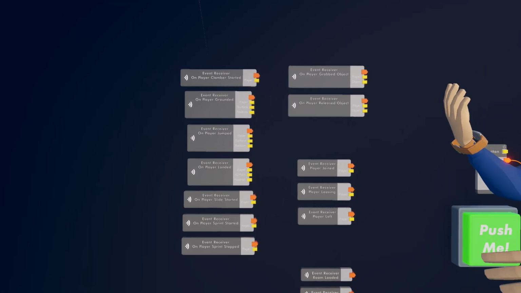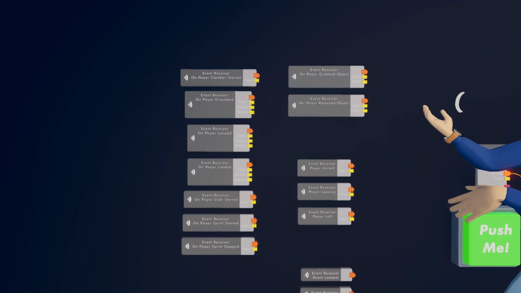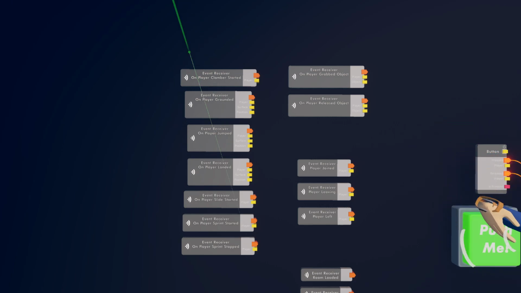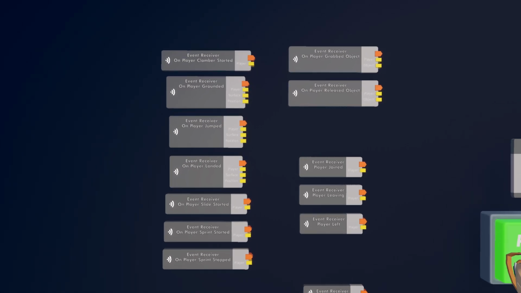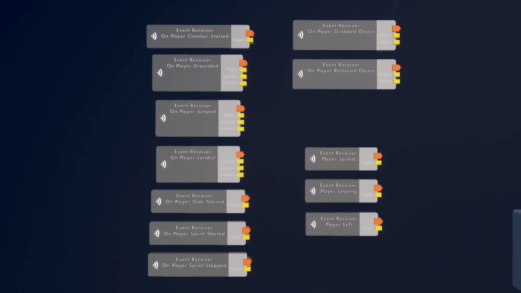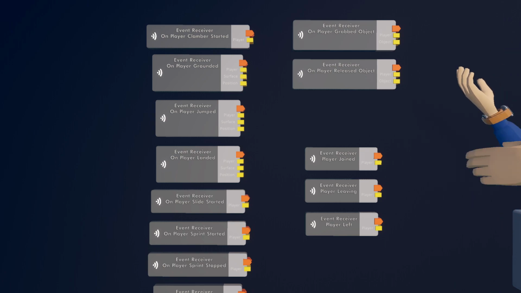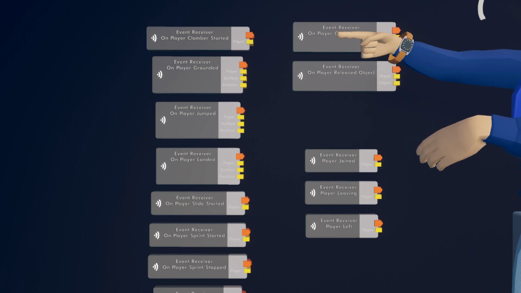So in the last few months, we have a relatively new set of events that are all related to locomotion. Locomotion is the process of moving your character throughout the environment, jumping over objects, walking around, clambering up ledges, and such. We have events now that will fire when most of these things happen. So just to go down the list, we have event receiver on player clamber started.